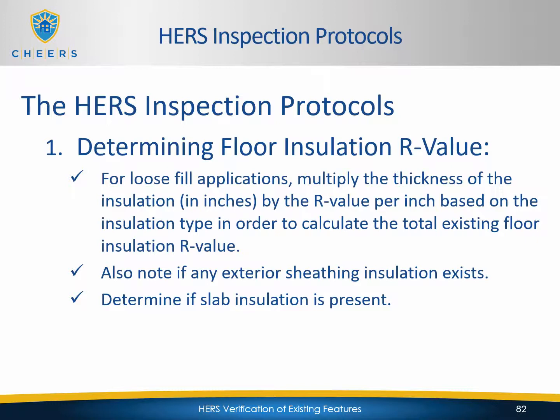For floor insulation R value, for loose fill applications, multiply the thickness of the insulation in inches by the R value per inch based on the insulation type in order to calculate the total existing floor insulation R value. So the list of R values per inch based on the material of insulation that you saw at the beginning of the wall insulation section, you can use those same values for the floor insulation, attic insulation, whatever it may be. You can use those repeatedly for all types of insulation. Also note if any exterior sheathing insulation exists as well, and then determine if the slab insulation is present.